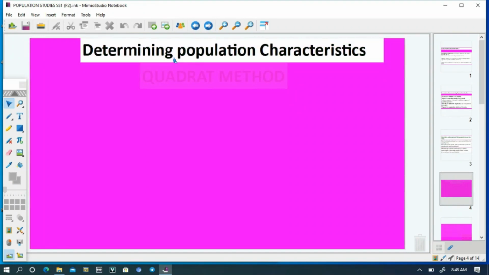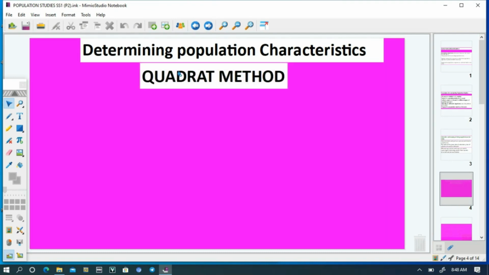Determining population characteristics. Population characteristics are those vital concepts that build up everything about the population whenever a population study is conducted, and these characteristics include the population frequency, the density of the population, and the size of the population. We are going to determine the population characteristics using the quadrat method.